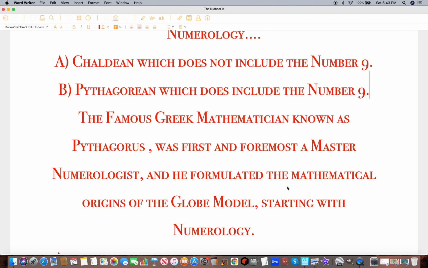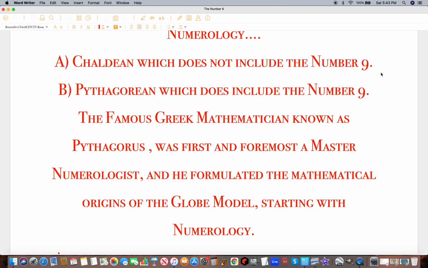So the globe model is all mathematics. Everything, it's built on mathematics and based on mathematics. Pythagoras was a master mathematician, but first and foremost he was a master numerologist. That's why we have Pythagorean, that was his school of numerology. He added in the number 9.